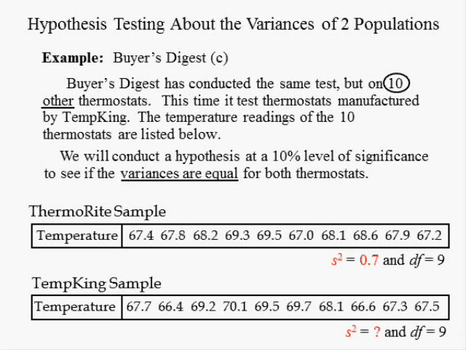The degrees of freedom for this sample are 9. The variance of the sample needs to be determined. If the sample variance is larger than Thermalright's, Temp King thermostats comprise population 1. If the sample variance is smaller than Thermalright's, Thermalright thermostats comprise population 1.